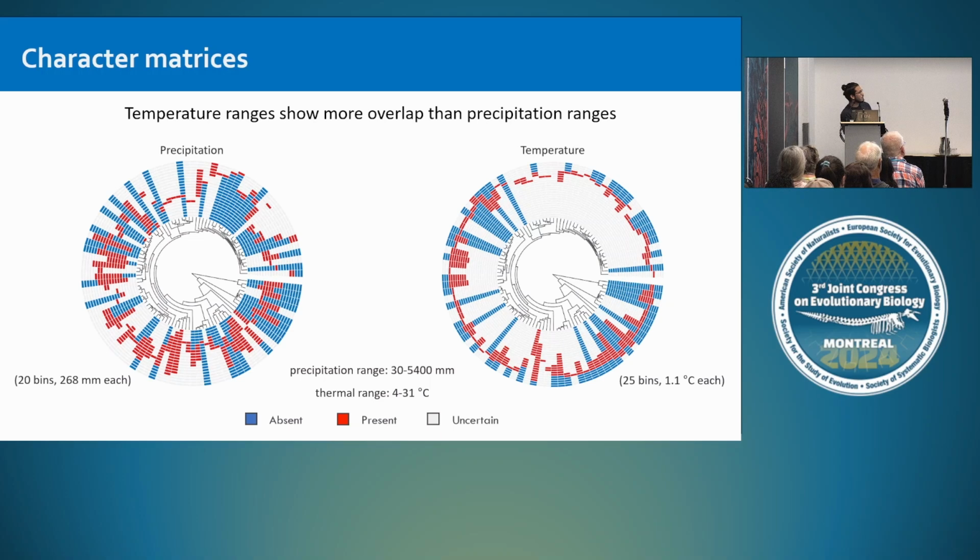These are the character matrices of the 2 variables, and that's the general range in the bottom for the whole genus. But as you can see, there's a lot of overlap in thermal ranges between these subspecies, and ranges in precipitation are a little bit more variable in size, and there's less overlap.